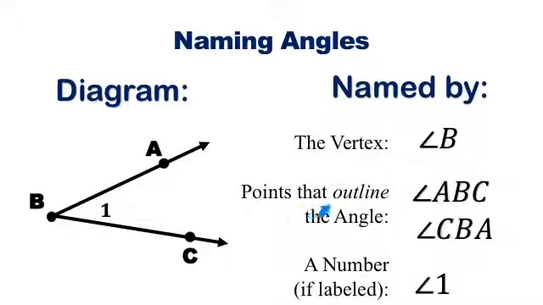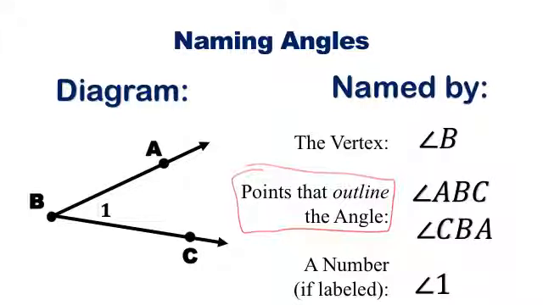We can also call it by the points that outline the angle. And honestly, this is probably going to be the most commonly used one. But essentially, if I look at angle ABC, notice how if I trace those points, A, B, C, I'm tracing out the angle. I can also go CBA, which is in the reverse direction.